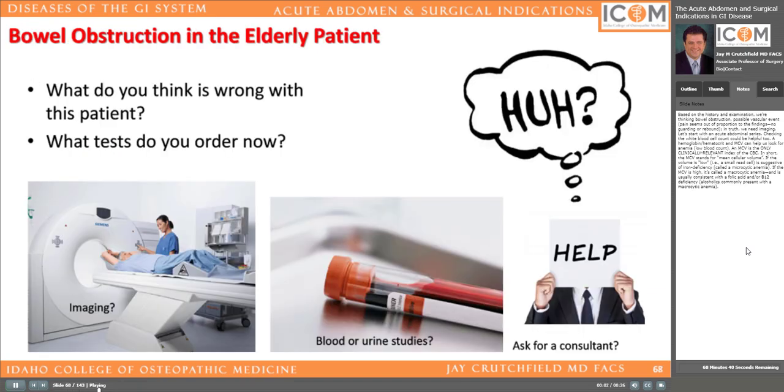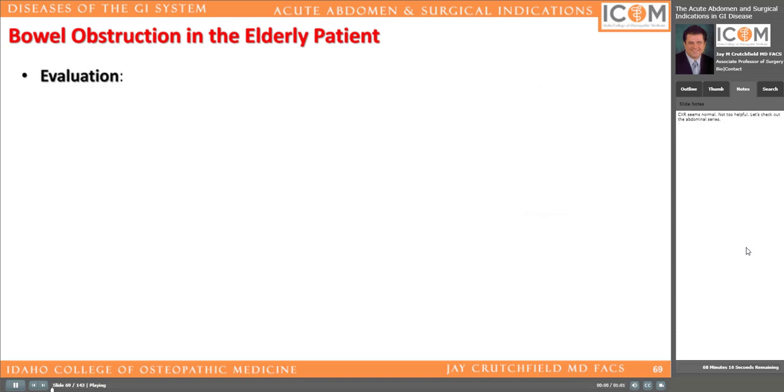So based on the history and physical exam, we're thinking bowel obstruction, maybe a possible vascular event because her pain seems out of proportion to the findings. She's diffusely tender but no guarding or rebound. In truth, we need imaging. We're not sure exactly what's going on yet. So let's start with an acute abdominal series. We can get some blood and urine studies, and of course we can ask for help in just a minute, but let's get these studies first.